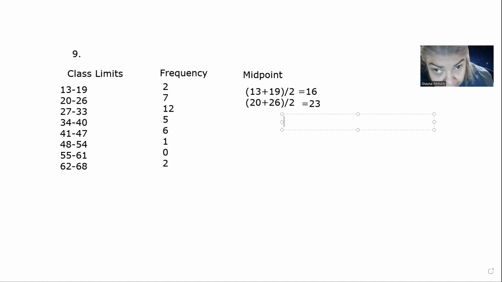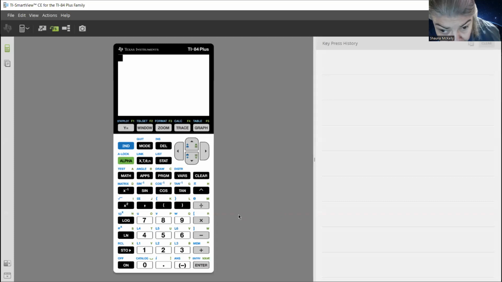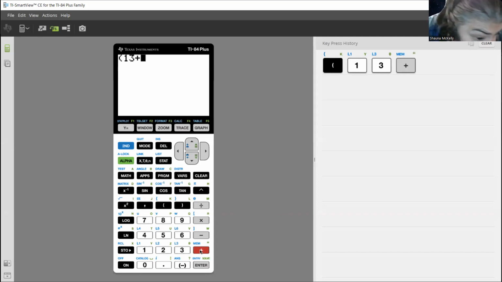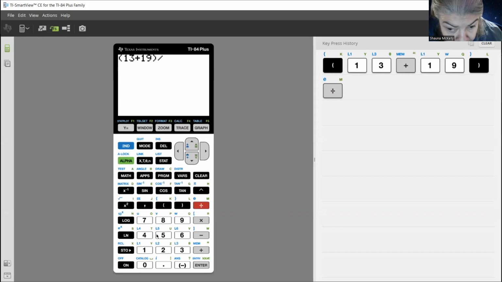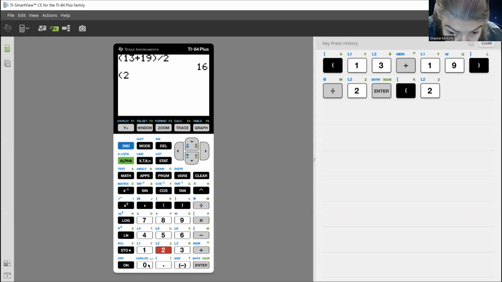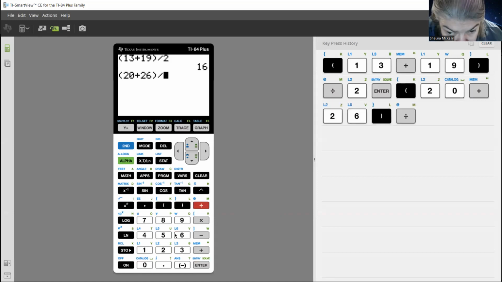So let me come here and show you. On your calculator, if you're having problems entering it, you're going to take 13 plus 19, divide that by 2. That's 16. You're going to take 20 plus 26, divide that by 2, you get 23.